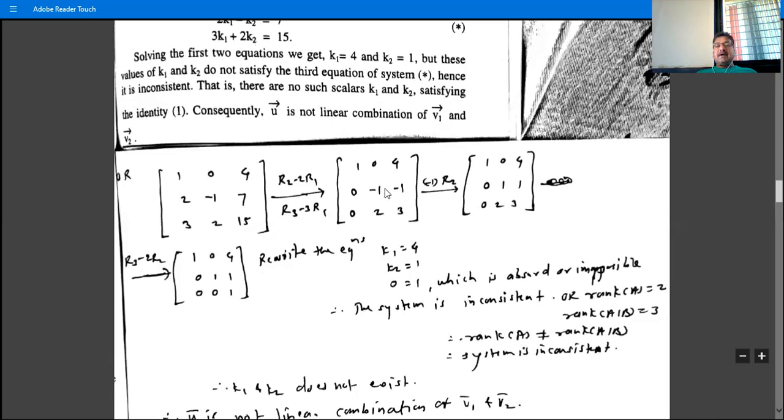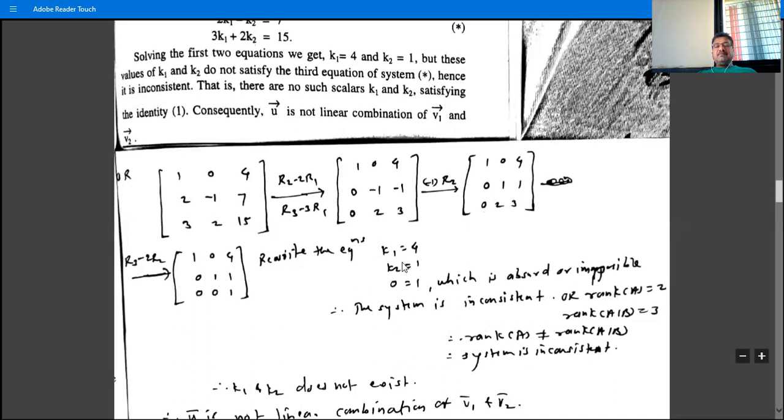Then we have to reduce this minus 1 to 1. So minus 1 R2, we have 1 at this place, and then we have to reduce this 2 to 0. So apply the operation R3 minus 2 R2. Then by using this 1, we have to reduce this 2 to 0. So we have the 0 at this place, and this minus 2 into 1 is minus 2, plus 3 is plus 1, and then rewrite the equation.